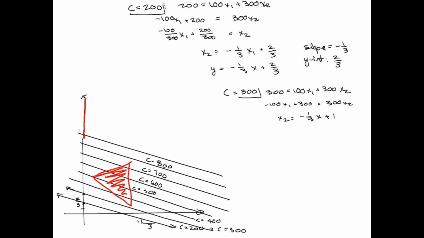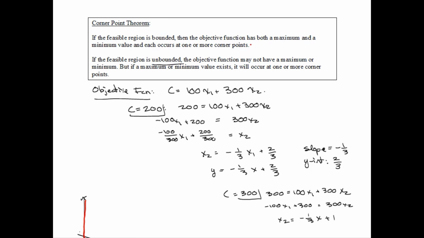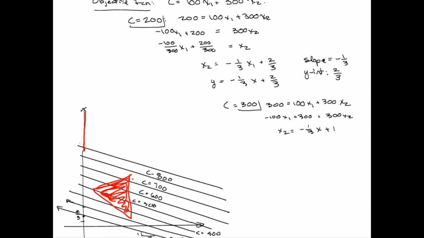This feasible region, according to the corner point theorem, since it's bounded, it's going to have both a max and a min, and those are going to occur at a corner point. Okay, well, where is the max going to occur? Right here, somewhere in between a C of 700 and 800, maybe at about C equals 750. That's going to be the max, because in between all these constant C lines that I drew, there are other constant C lines that I didn't draw.